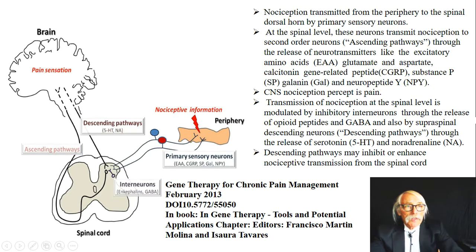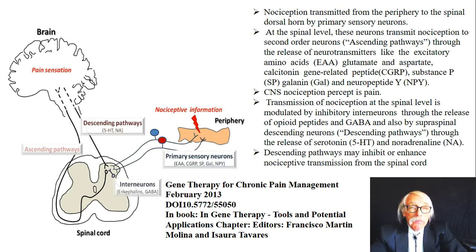So nociception is transmitted from the periphery to the spinal dorsal horn by primary sensory neurons. We all have known that and seen that. I think we're all aware of it now. At that spinal level, the neurons transmit nociception to second-order neurons, and those are your ascending pathways, through the release of neurotransmitters like the ones I just mentioned, the excitatory amino acids, glutamate, etc. You see there. So then in the CNS, the nociception percept is the pain itself, right? Prefrontal cortex is involved and the entire limbic system involved. So you get an emotional response, which is working coherently then with executive function.